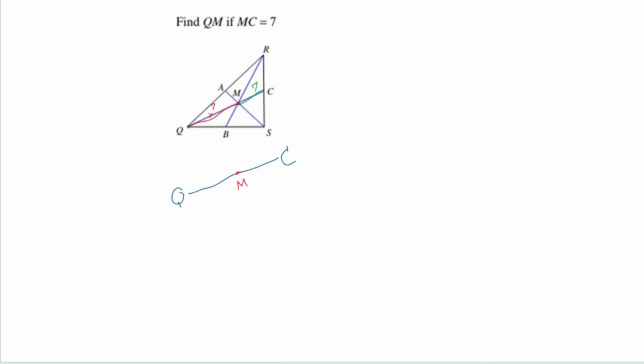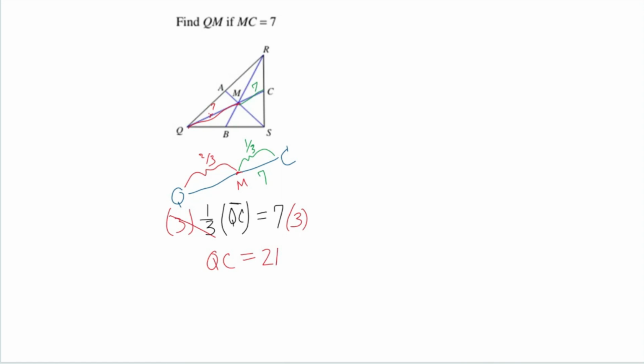Before, we said from the vertex to here is 2/3 of the line segment, and from here to here is 1/3 of the line segment. They told us what this length is. So we can say that 1/3 of the whole line segment, QC, is equal to 7. In order to find out what the whole length of QC is, we can multiply both sides by 3. This would cancel. Our QC is equal to 21.